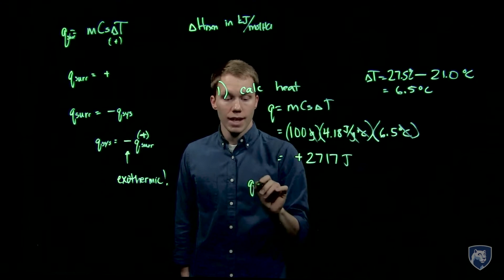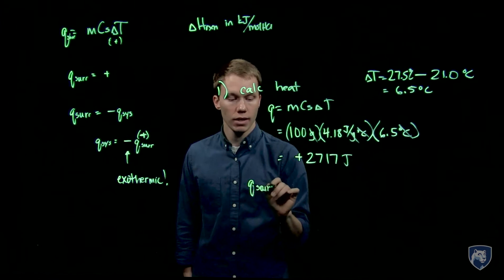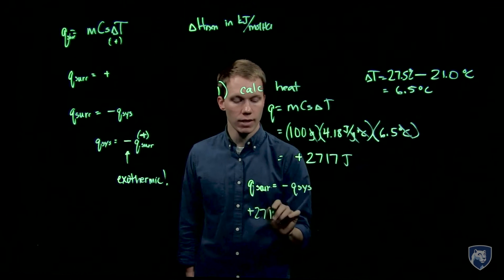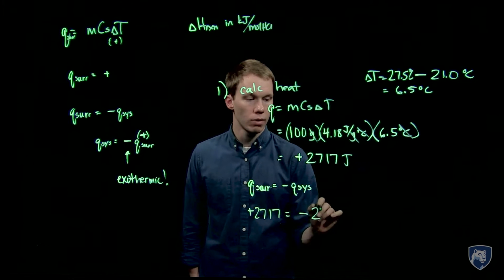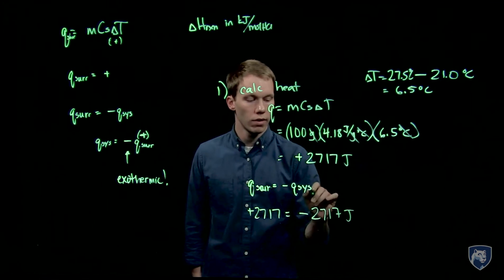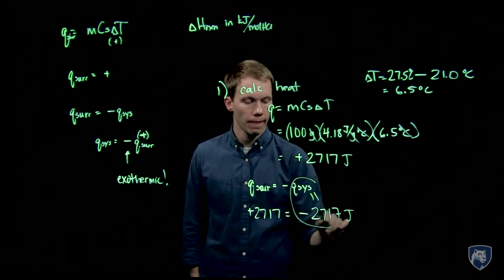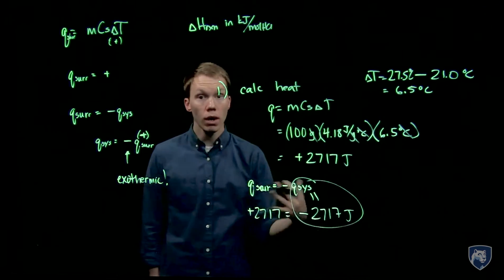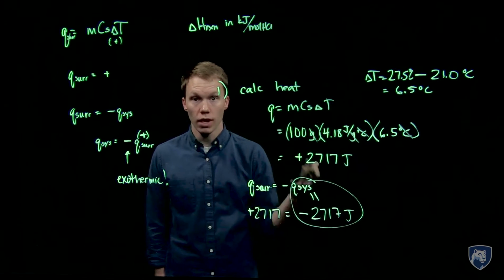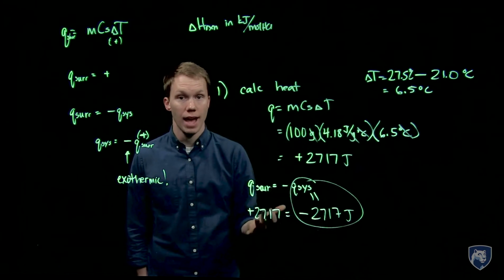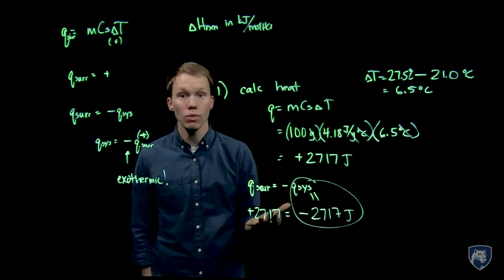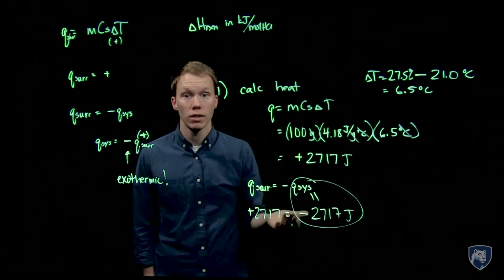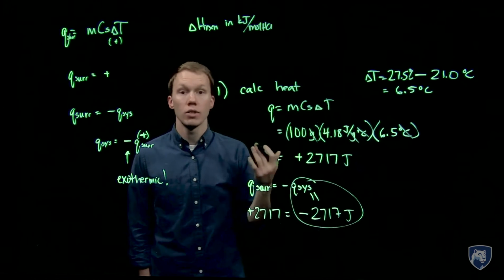We know from this that Q surroundings equals negative Q system. So if I have plus 2717, this is going to equal minus 2717 joules for the system. Okay? And that's not my final answer because this is joules per however many moles of HCl reacted in that reaction, right? We didn't use 1 mole, which is what we want, kilojoules per 1 mole of HCl. We used an unknown, at this point, number of moles. So we need to find that.